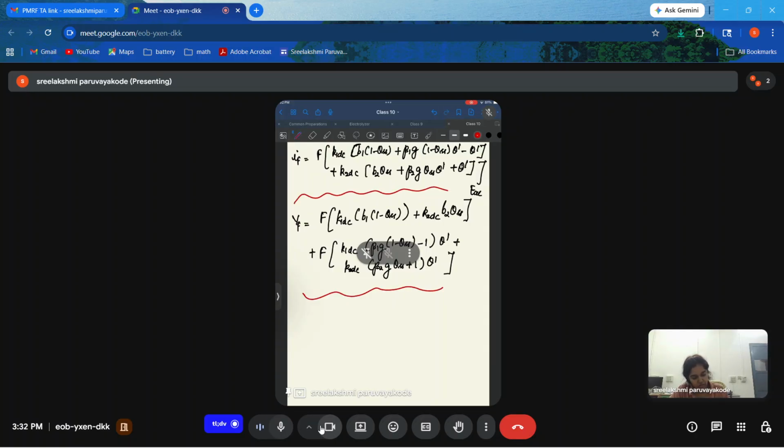Simply I have rearranged it and now in this the RT inverse value corresponds to those terms which don't have theta dash in it, and that is F K1 DC B1 1 minus theta SS plus K2 DC B2 theta SS. This is the RT value.